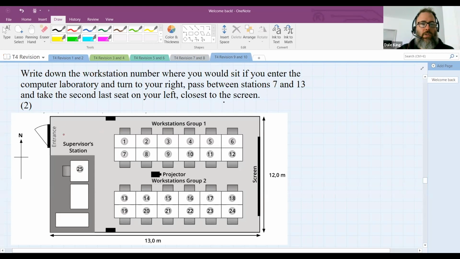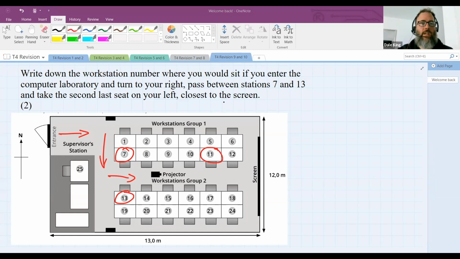All right, so let's follow the instructions. Enter the computer laboratory. This is the entrance here. That's the only entrance. Turn to your right. So we've got to go down. Pass between stations 7 and 13. That's between these two. There's 7. There's 13. We've got to pass between them. Now keep going down here and you take the second last seat on the left. So these are all the left-hand seats here. We need the second last one, right? There's the last one, number 12. We want the second last one on the left. Okay, and that gets you to seat number 11.